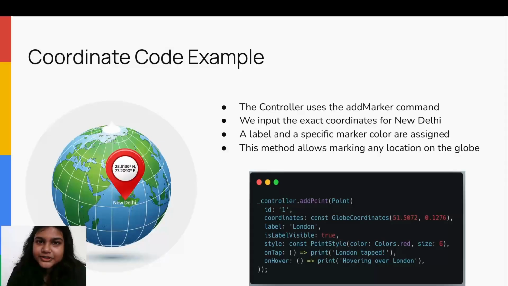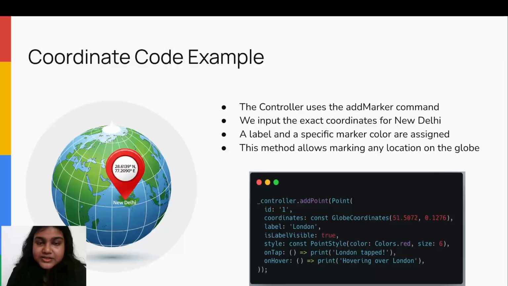We use the controller.addPoint command when we are passing the structured object into the rendering pipeline. The point object requires several specific attributes to function. First, it requires a unique ID identifier, such as a string, which is "one" here, which allows us to reference, update, or delete this specific marker later.